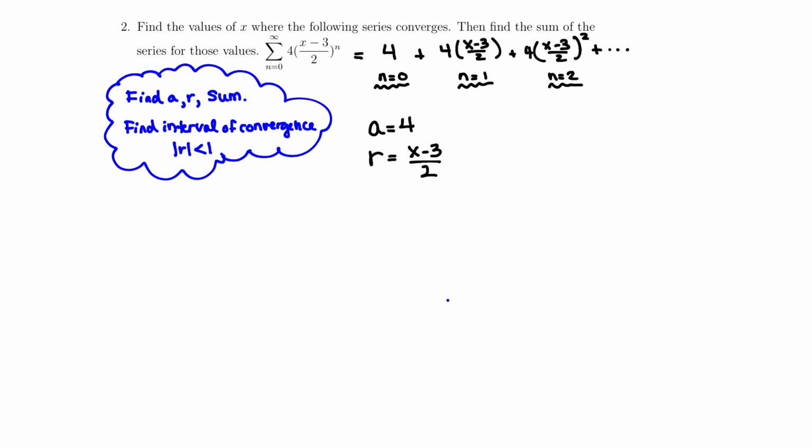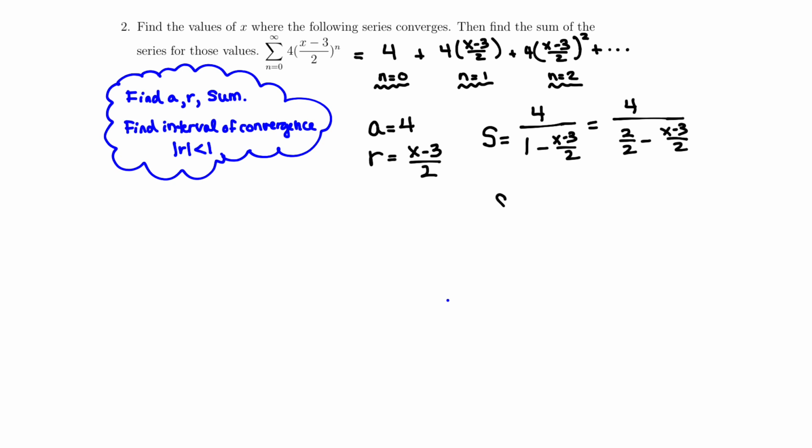You guys are getting x minus 3 over 2 for your R value? Yeah. And 4 for your A value? Yeah. And so our sum is going to be A over 1 minus R. So our sum is going to be 4 over 1 minus x minus 3 over 2, which is just 4 over 2 minus x minus 3 over 2.